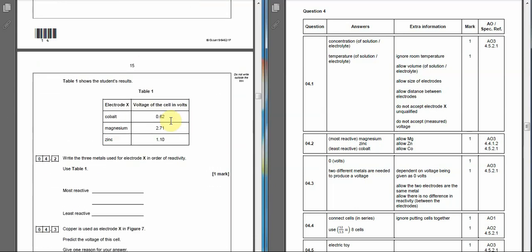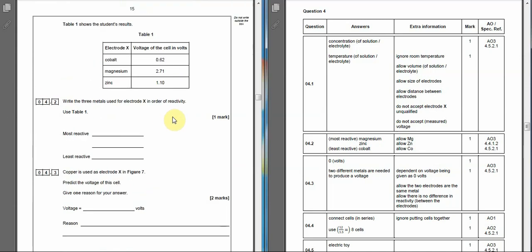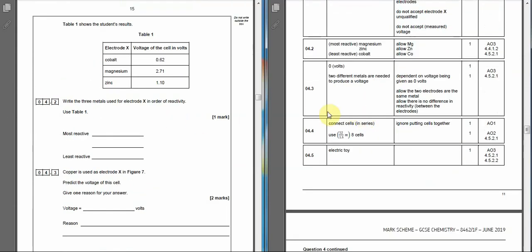Okay, so 4.2, again back to easier parts of the question here. It's magnesium, zinc, cobalt, because of the size of the numbers: magnesium, zinc, cobalt.